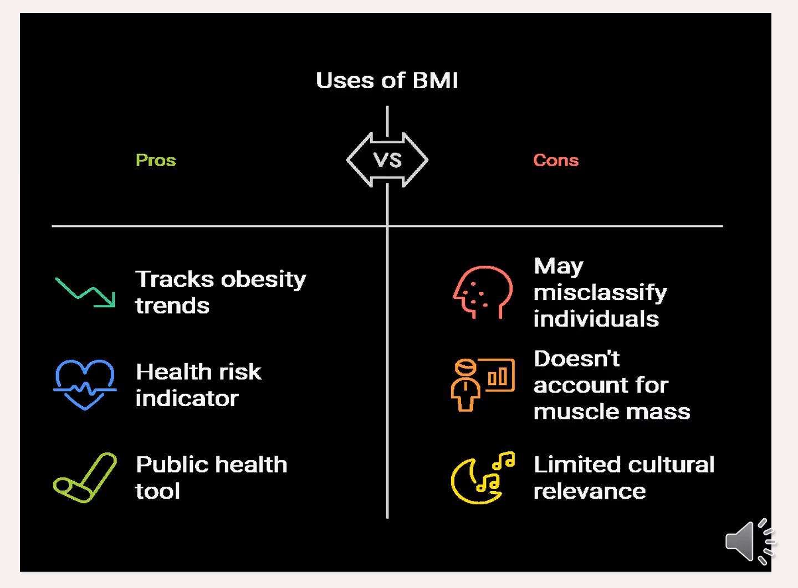Uses of BMI. Pros: it tracks obesity trends in a person as well as in population. Health risk indicator, that is, it can forecast whether the person is at greater or lesser risk of lifestyle diseases. Public health tool for various organizations. Cons: may misclassify individuals, doesn't account for muscle mass as it takes only overall weight of the body for calculation, and limited cultural relevance.